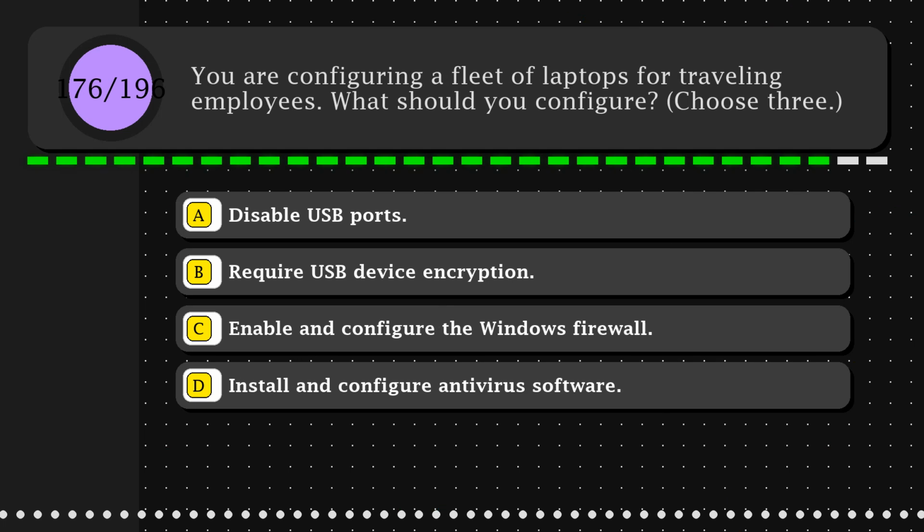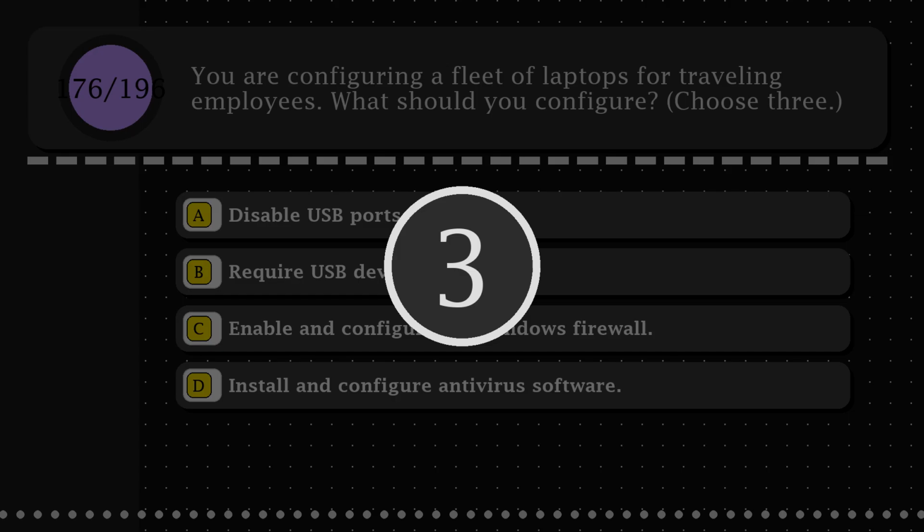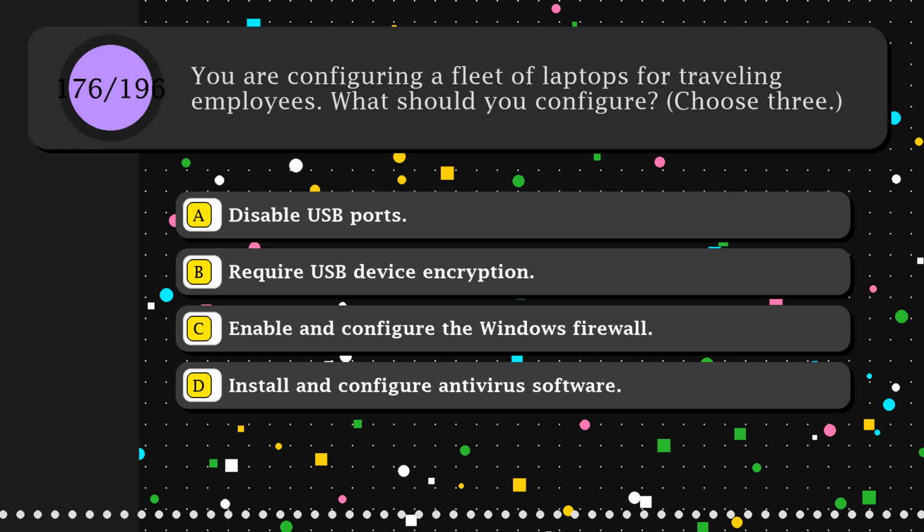Question 176. You are configuring a fleet of laptops for traveling employees. What should you configure? Choose 3. Option A. Disable USB ports. Option B. Require USB device encryption. Option C. Enable and configure the Windows firewall. Option D. Install and configure antivirus software. The correct answer is option B, C, D.